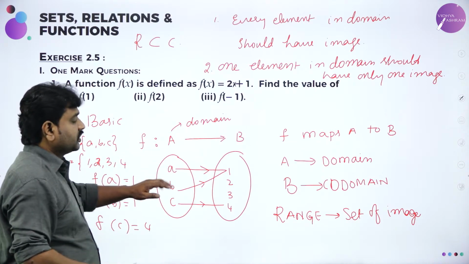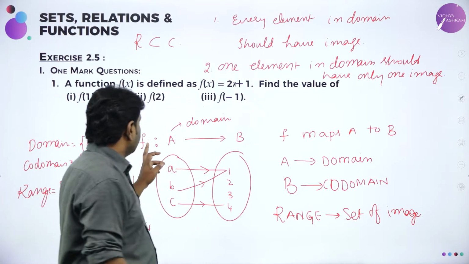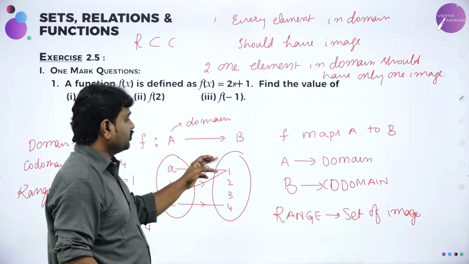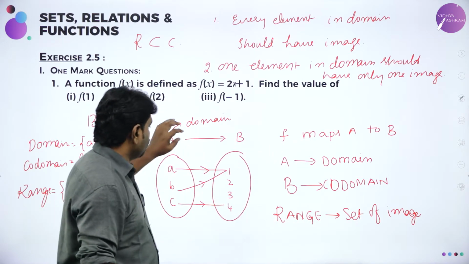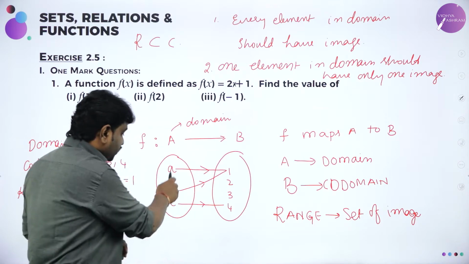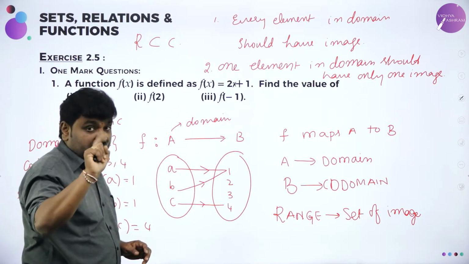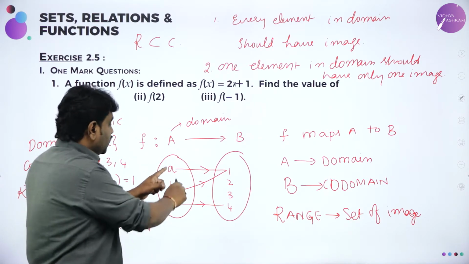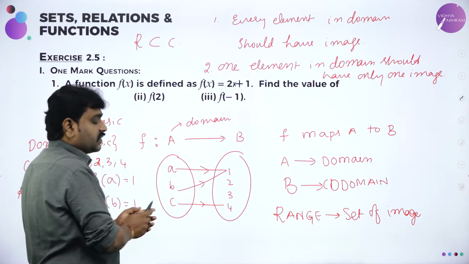First I taught you what is a function. How to read this? F is from A to B means F maps A to B. A is the domain, B is the codomain. Here we have 3 elements. All 3 elements should have one image. Every element should have one image. A has one image, B has one image, C has one image.